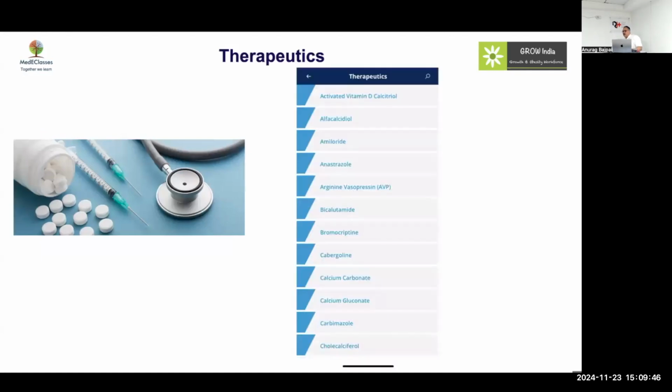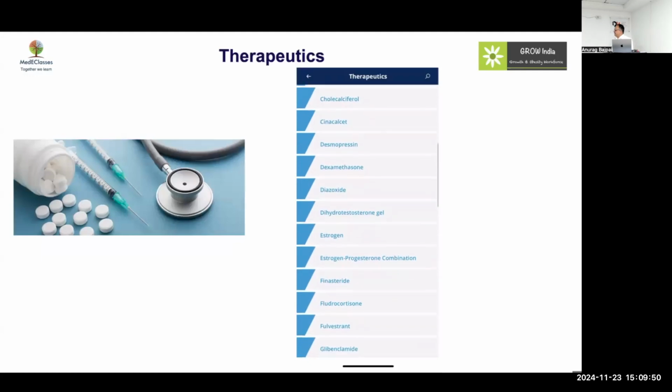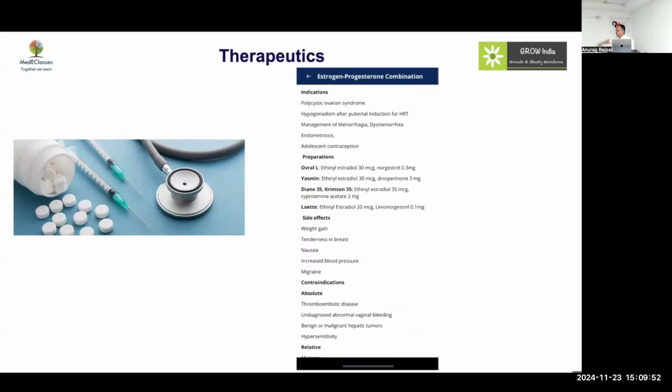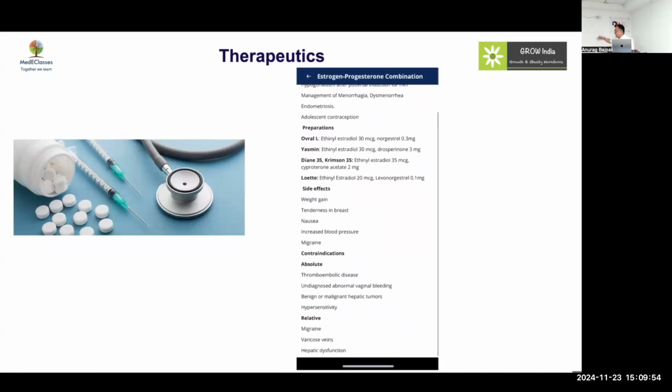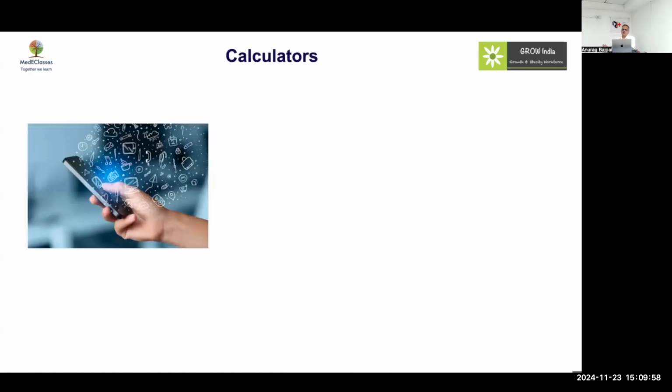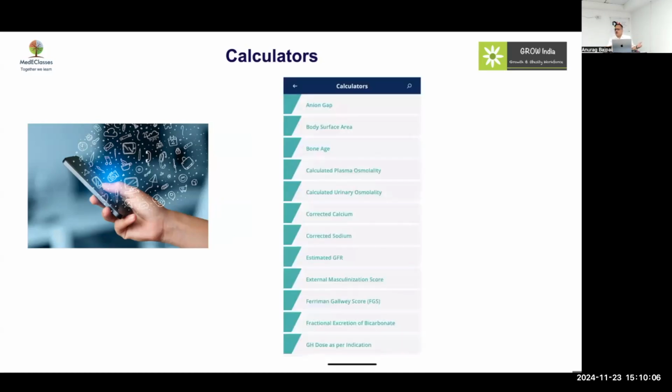Similarly, if you want to prescribe a drug, there is a therapeutic section which really provides the detailed information. So all the drugs which are used in pediatric endocrinology are there, and we give all the adverse effects, interaction, and all those parts in that regard. Many times in pediatric endocrinology and other aspects, you want instantaneous calculation of things. And this is something which we have provided.